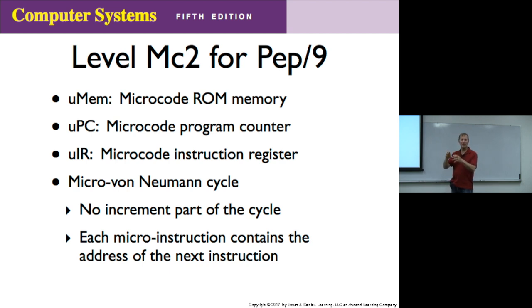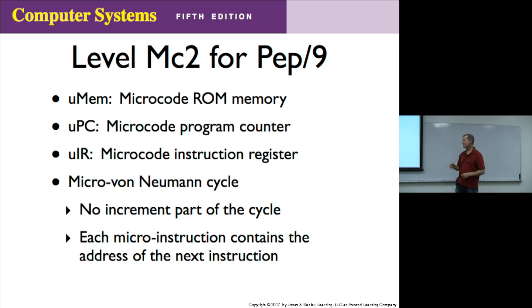Are you with me? This is not the program counter at ISA3. This is the program counter at MIC2, the microcode 2 level. So there's a micro memory, a micro program counter, and instead of having an instruction register at ISA3, we have a microcode instruction register. And then instead of having a von Neumann cycle at ISA3, we have a micro von Neumann cycle. Are you with me? You see the idea there?